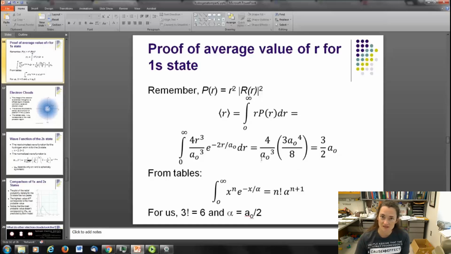Now, how did I do that so fast? Well, I used integral tables. Okay, I admit I cheated just a little bit.